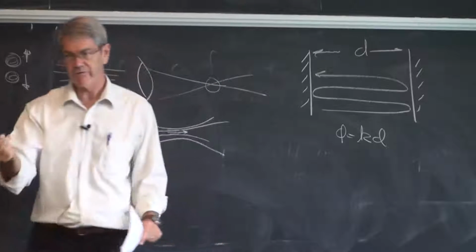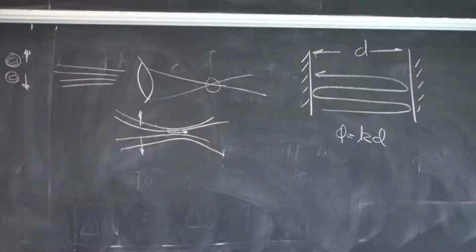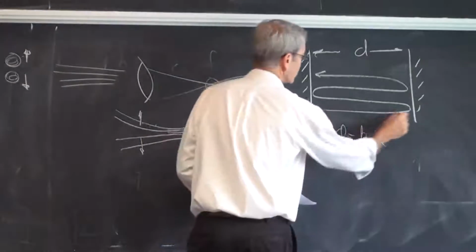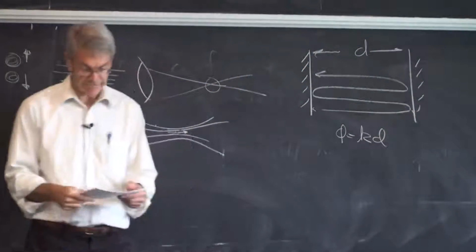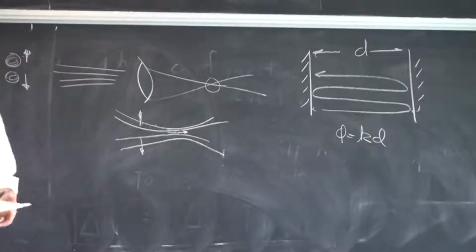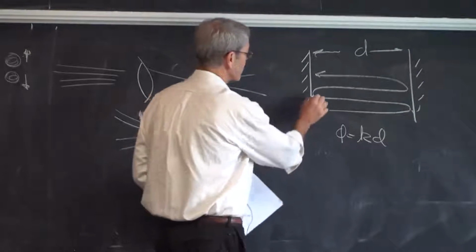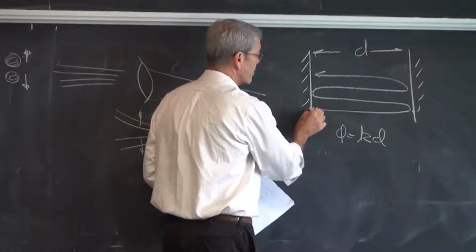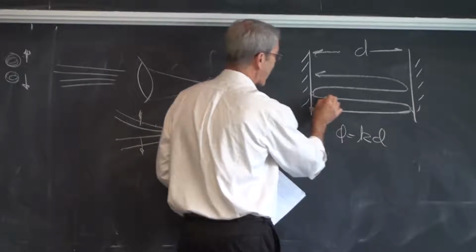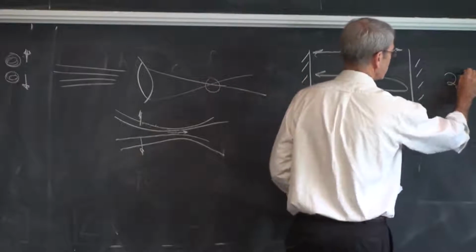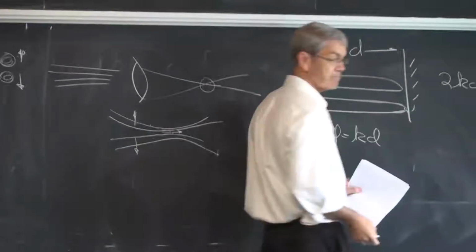Remember, k was the wave vector, radians per centimeter. So 2 pi over lambda. How many radians does it take per unit length? So going from here to here, it accumulates kd of phase. And it bounces back, it comes back another kd of phase. And here's where things get interesting. Going from here and back, it's accumulated 2 kd of phase.